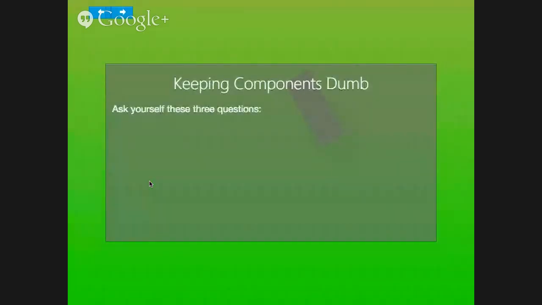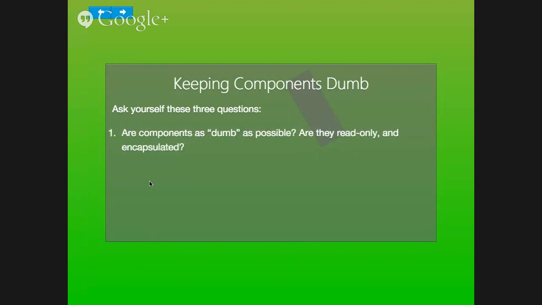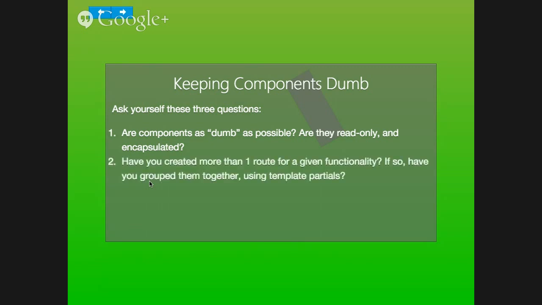The other thing I kind of mentioned earlier, I wish I had known, is to keep your components dumb and make sure they're isolated. So ask yourself these three questions. First of all, are our components as dumb as possible? Are they read-only, and are they encapsulated? By definition, they should be encapsulated, but if they're not, just make sure they are, because maybe you're doing it wrong, and maybe you need to rethink the way you've approached things.